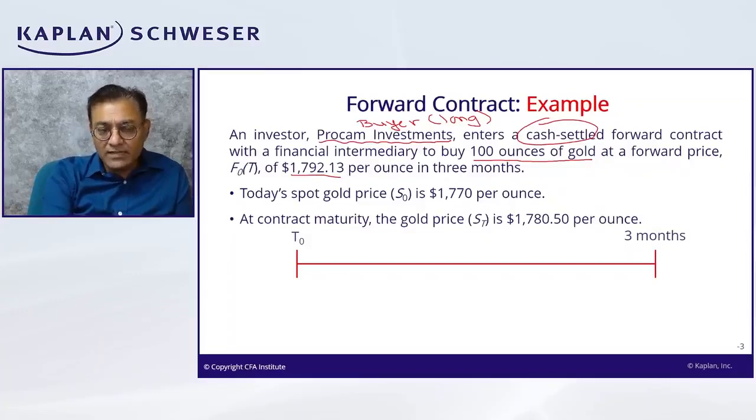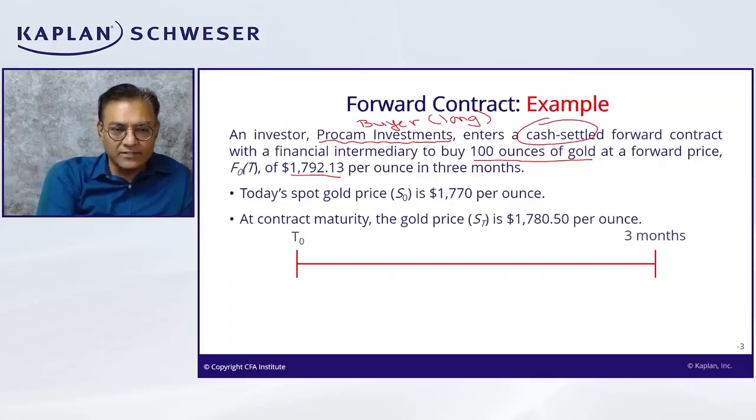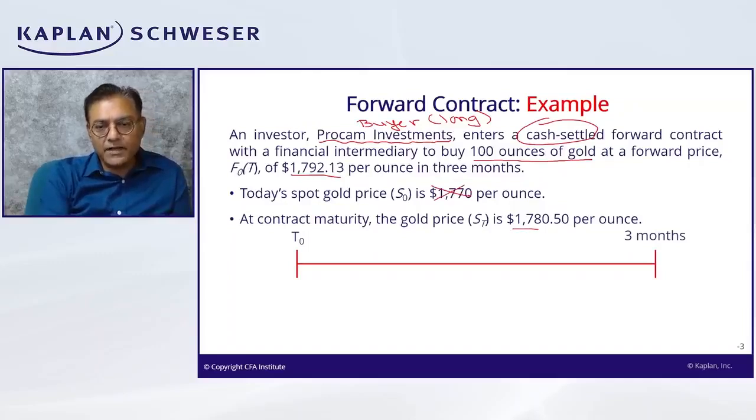If the price increases, if the spot price is higher, then the buyer or the long party benefits. If the spot price is lower than 1792.13, the long party loses. Why? They agreed to buy at 1792. If the price is cheaper in the market, they are forced to buy at 1792. So today's spot price is irrelevant. We don't even care. At maturity, the spot price is 1780.5.